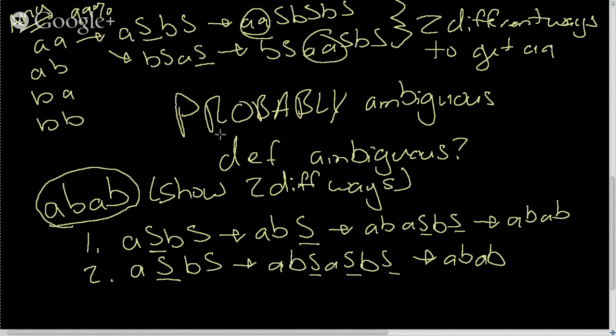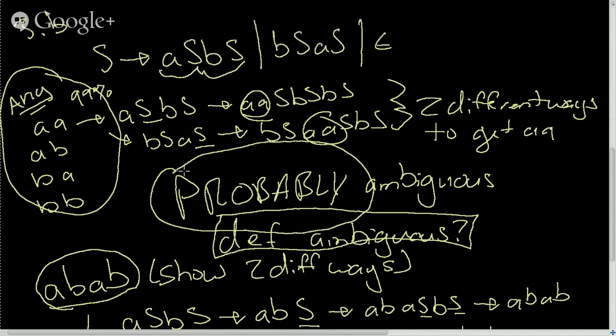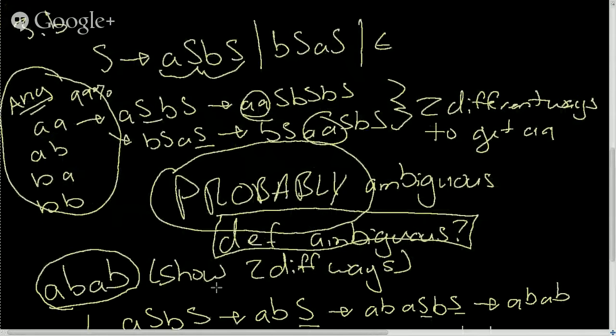And so this example is definitely ambiguous, and that's the only way to actually prove it. So what I did up here is just for probably ambiguous, not definitely ambiguous. That's a quick way to show that it is probably ambiguous, and in order to prove that it's definitely ambiguous, you need a string that you can create in two different ways using the rules.